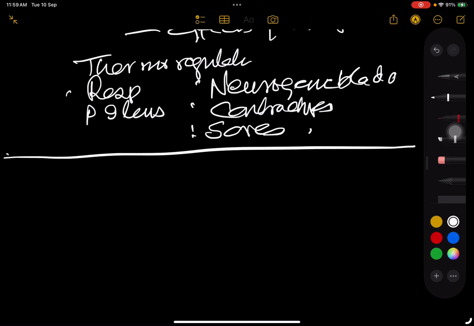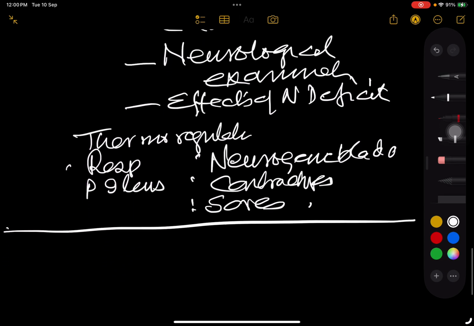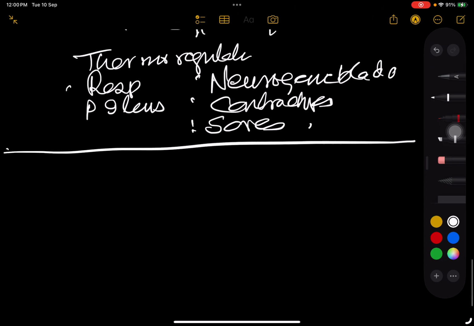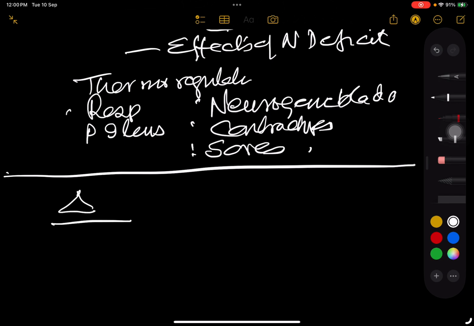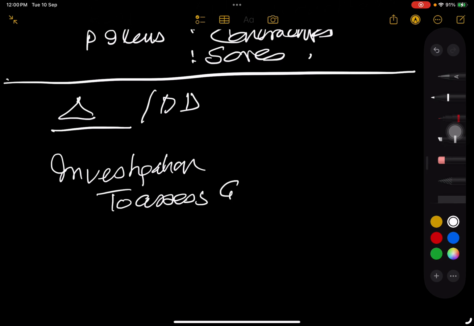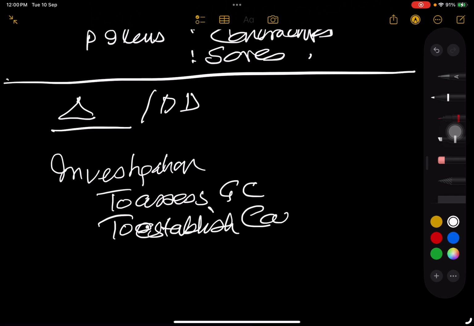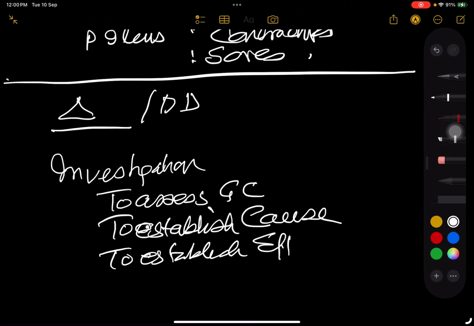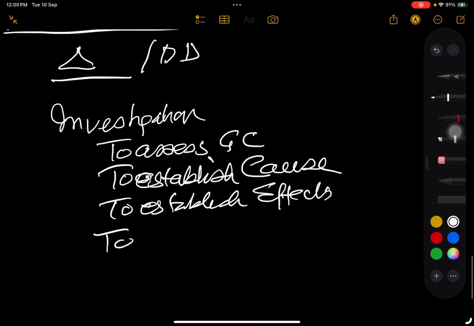Alright. After a thorough general examination and local examination on these lines, you make a diagnosis, you put up a differential diagnosis, points in favor against, you put up a list of investigations which is to assess general condition, to establish cause, to establish effects, to establish diagnosis, that means site, nature.